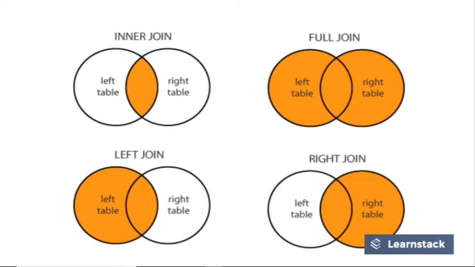There are four kinds of join. The first one is inner join, then left join, right join and full join. We are going to take an example to understand each one of them. So let's start.